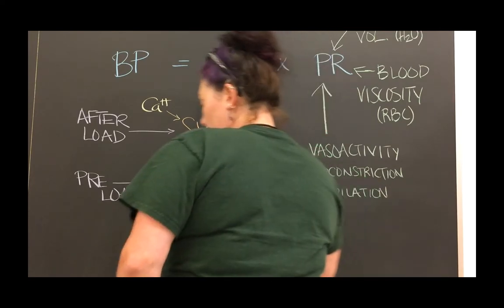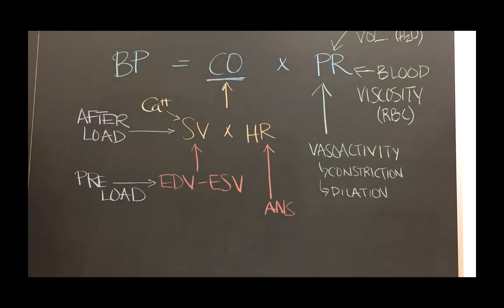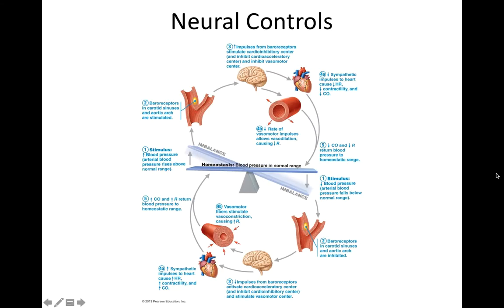So this has to do with the diameter of the blood vessels, and so if we're going to change the diameter, then that is definitely going to affect peripheral resistance. Okay, so we've put together all of the different components that play into blood pressure.